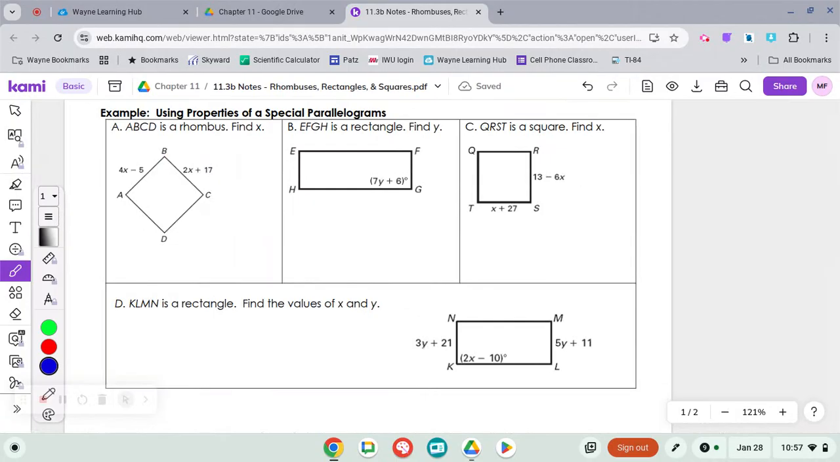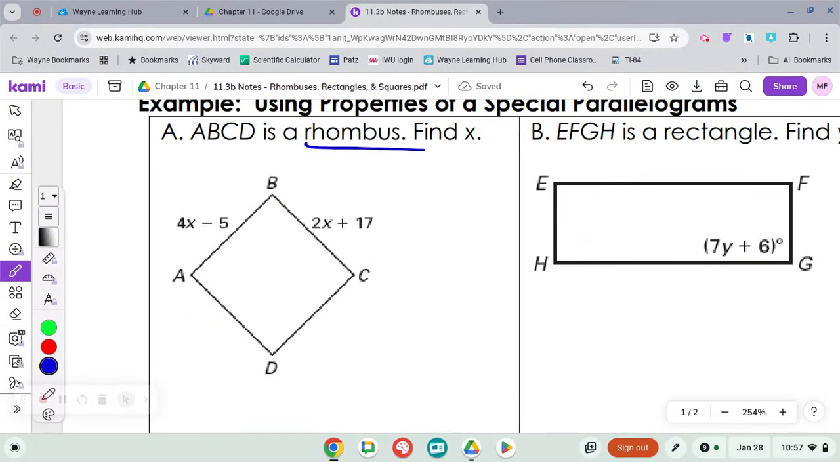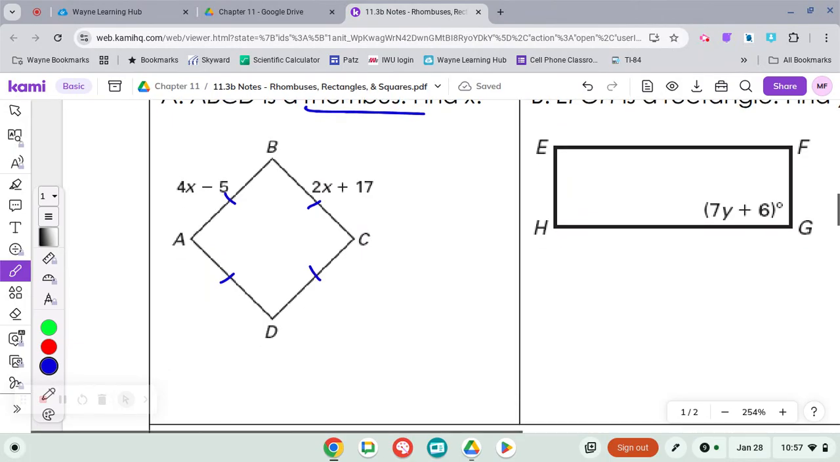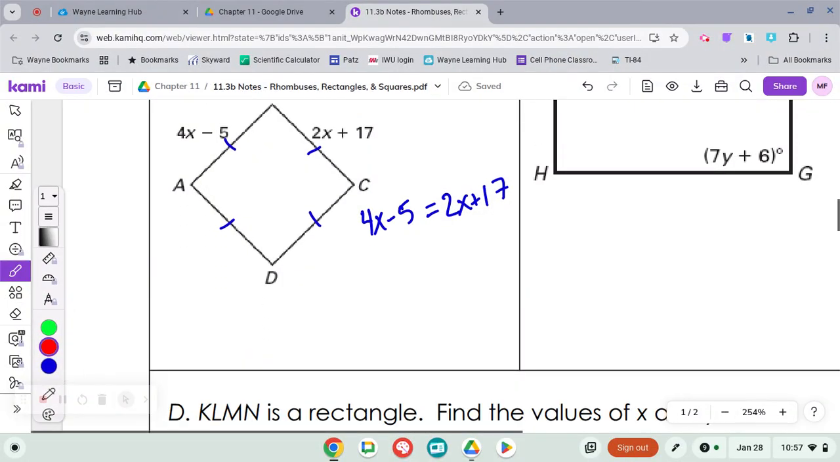If we look here at this first one, always note if anything is given to you. So it's a rhombus, so I note that that means all the sides have to be congruent. If these sides are congruent, I can set them equal to each other. So 4x minus 5 has to equal 2x minus 17, or sorry, 2x plus 17. Now I am ready to solve, and it's an algebra problem.